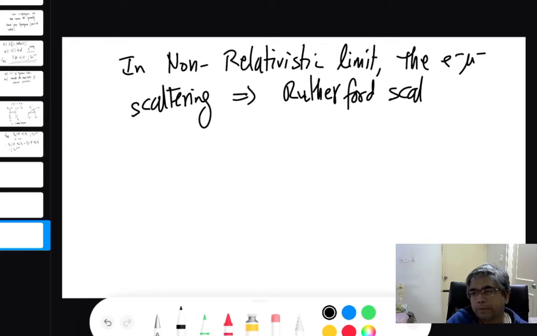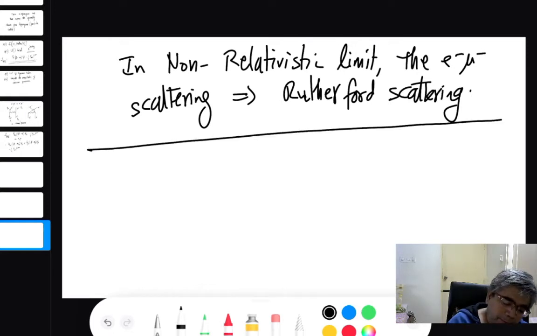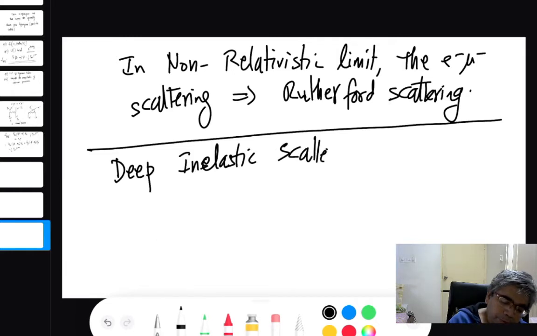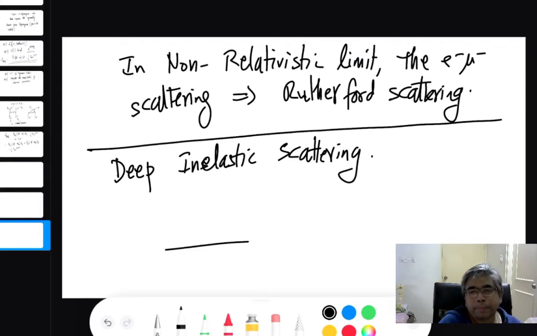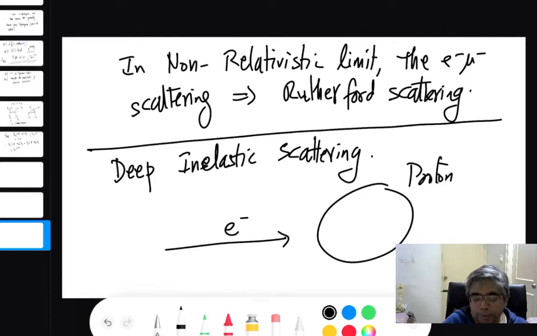Now, in the Rutherford scattering experiment, you're essentially hitting alpha particles on a material, right? So instead of hitting alpha particles, now let's hit electrons on protons, for example. So this is something else. It's not Rutherford scattering. It has a name, we'll come back to this name. This is called deep inelastic scattering. The basic idea is that you hit highly energetic electrons on a proton. So this is an experiment in which you hit very high energy relativistic electrons on a proton.